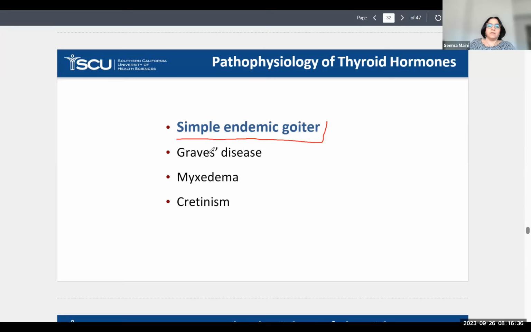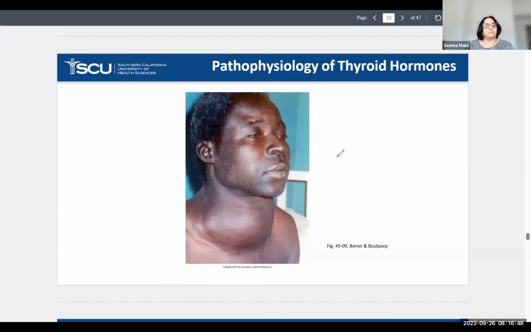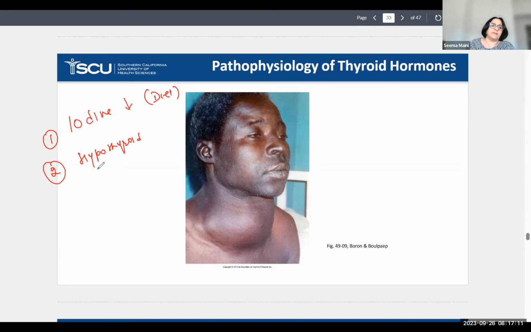Okay. Graves' disease. So let's look at the picture of simple endemic goiter. We are going to look at the case of simple endemic goiter tomorrow. This is the cause. Why do you think this patient has goitrous enlargement of thyroid? Because of iodine decrease. I'll give you another hint. This patient is hypothyroid. That means if you look at the lab, T3, T4 levels are low. What is the cause of goitrous enlargement?